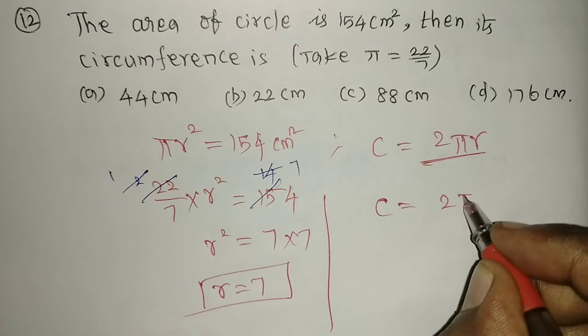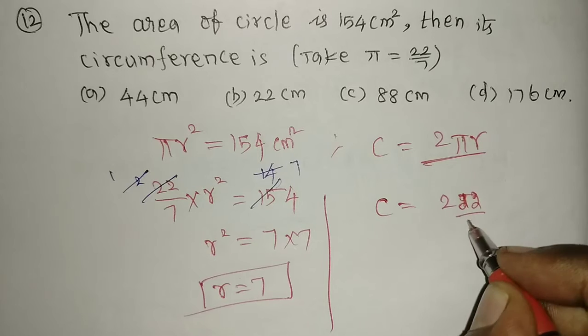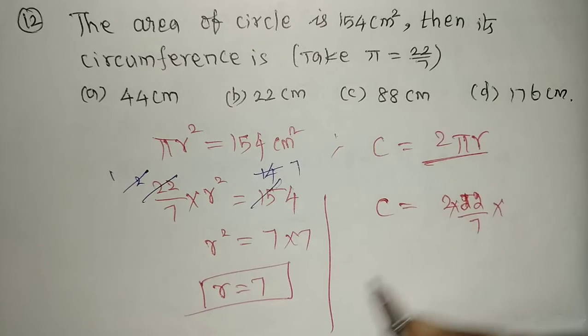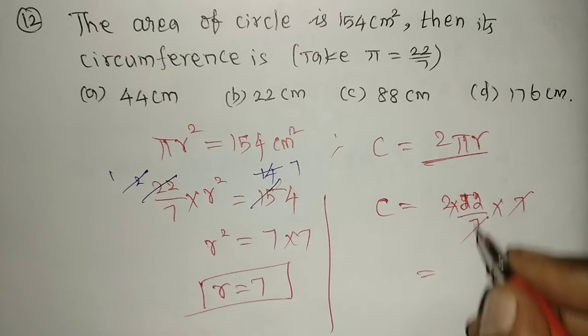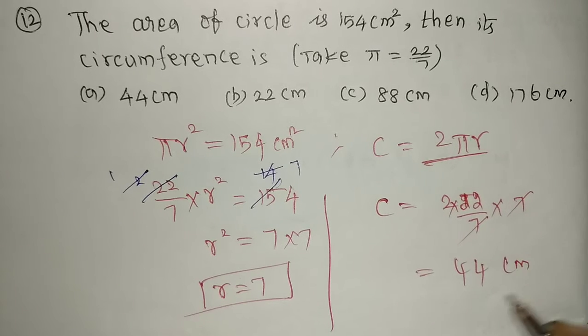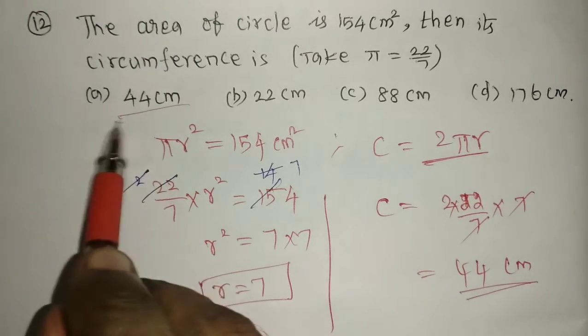That's it. Now we will substitute the r value here, then you will get the circumference. So 2π, the π value we know 22 divided by 7, and the r value we just found is 7. So the 7 is cancelled. 2 into 22, 44 centimeters, where we have option A.